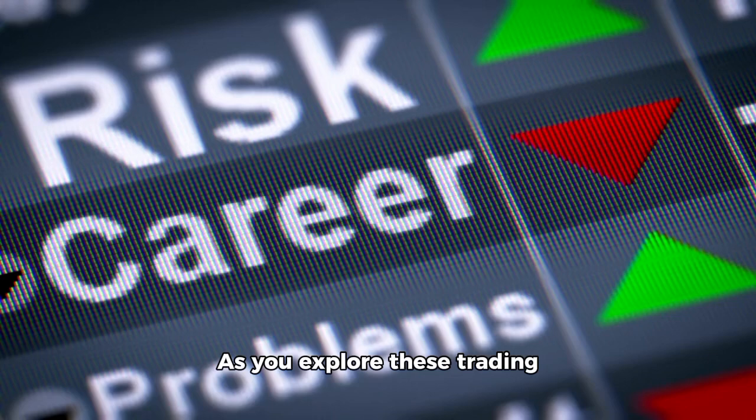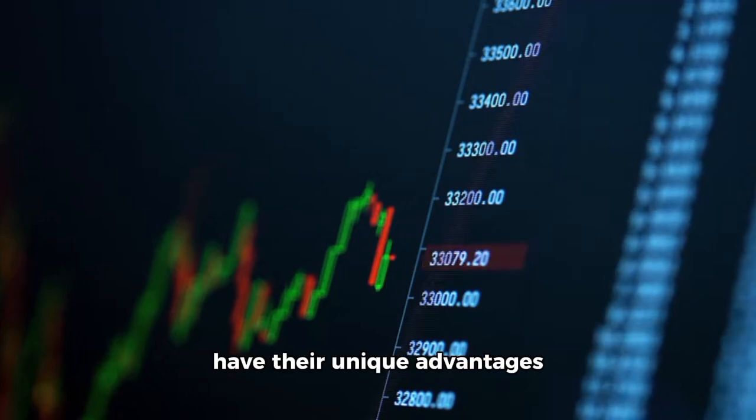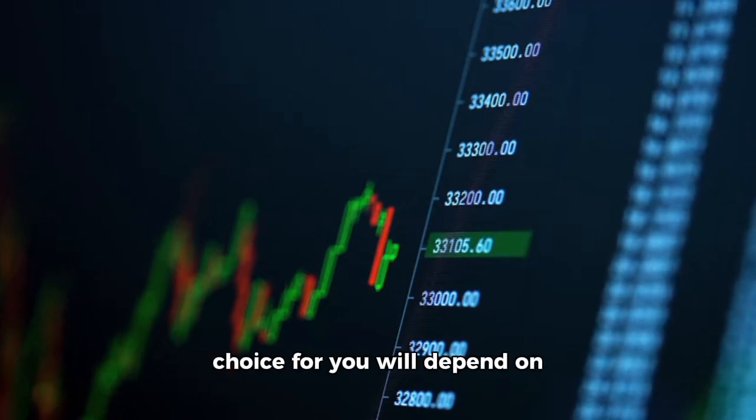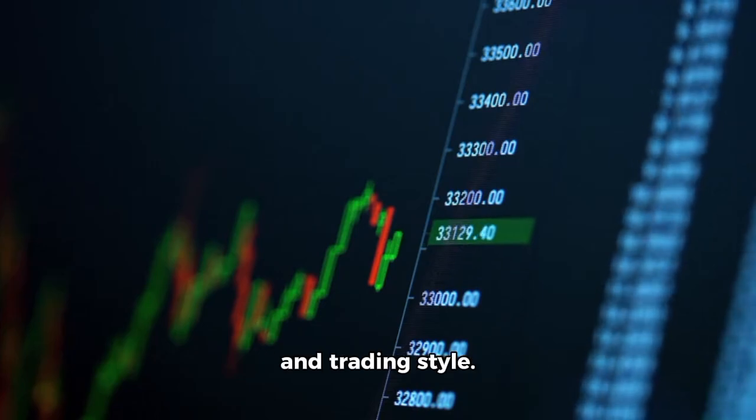As you explore these trading options, it's essential to assess your risk tolerance and investment goals. Both spot and futures trading have their unique advantages and challenges, and the right choice for you will depend on your individual circumstances and trading style.